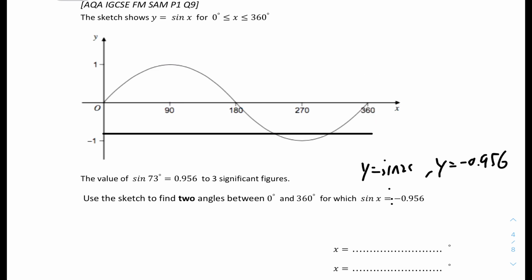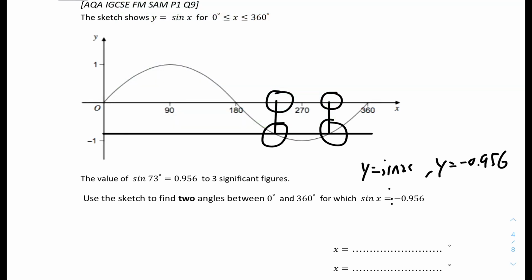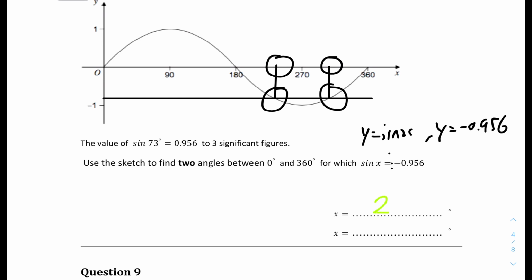It's not really accurate because I don't have the grid, but basically these two are the solutions. And basically just look at them from the side, just compare them. If you draw a straight line up, it's not that straight, but you get the idea. So these two will be the answers, which if you calculate correctly, will be x equals 252 degrees and x equals 287 degrees. Like so.